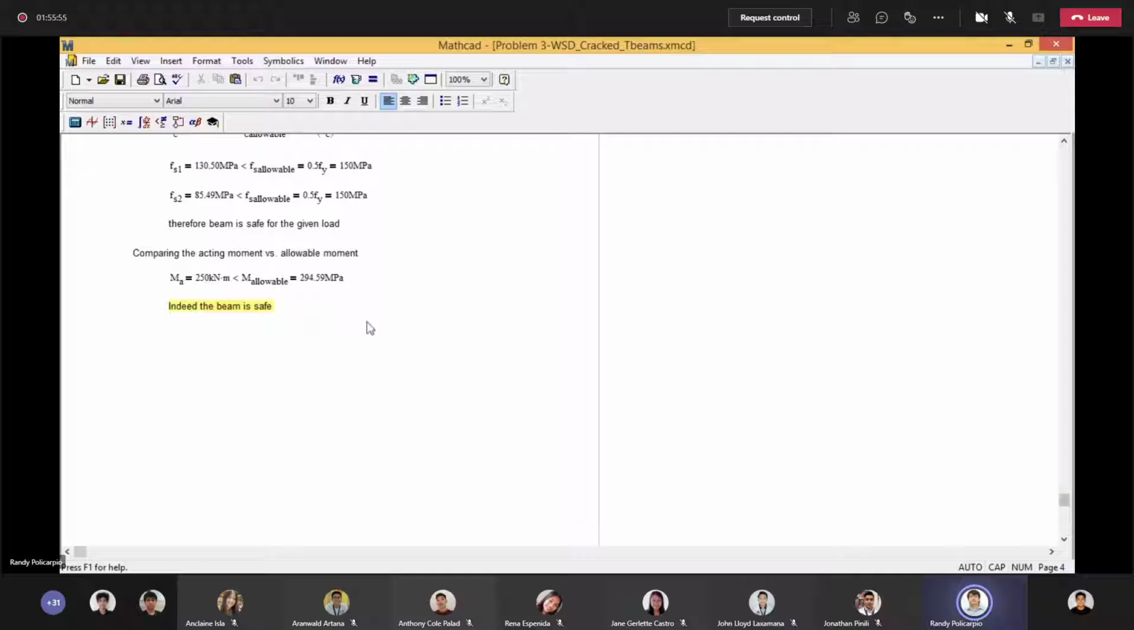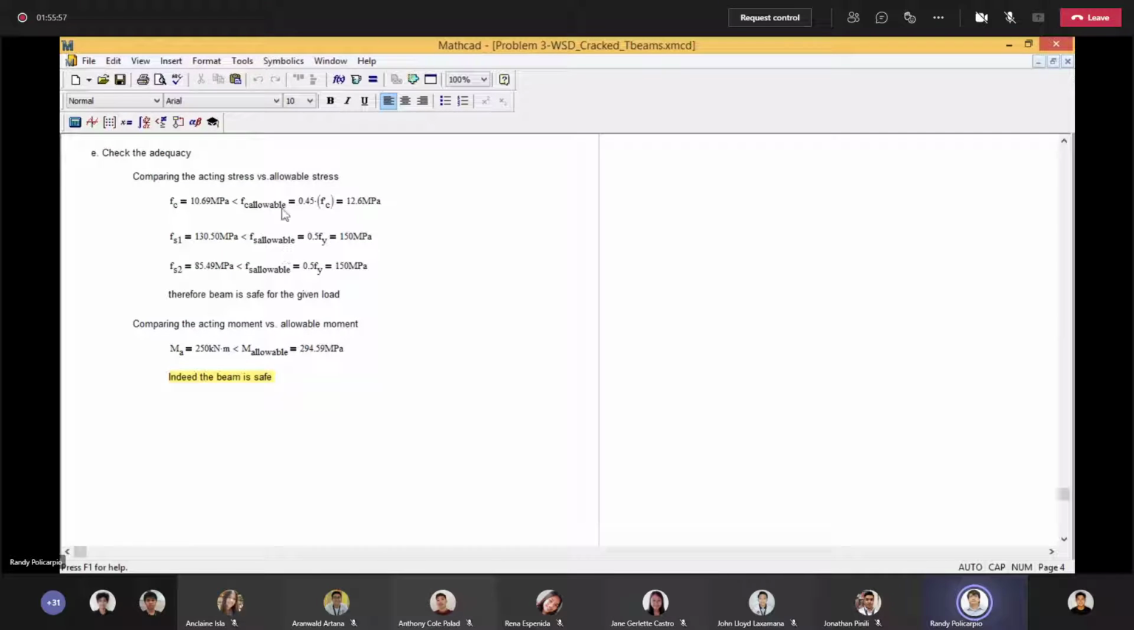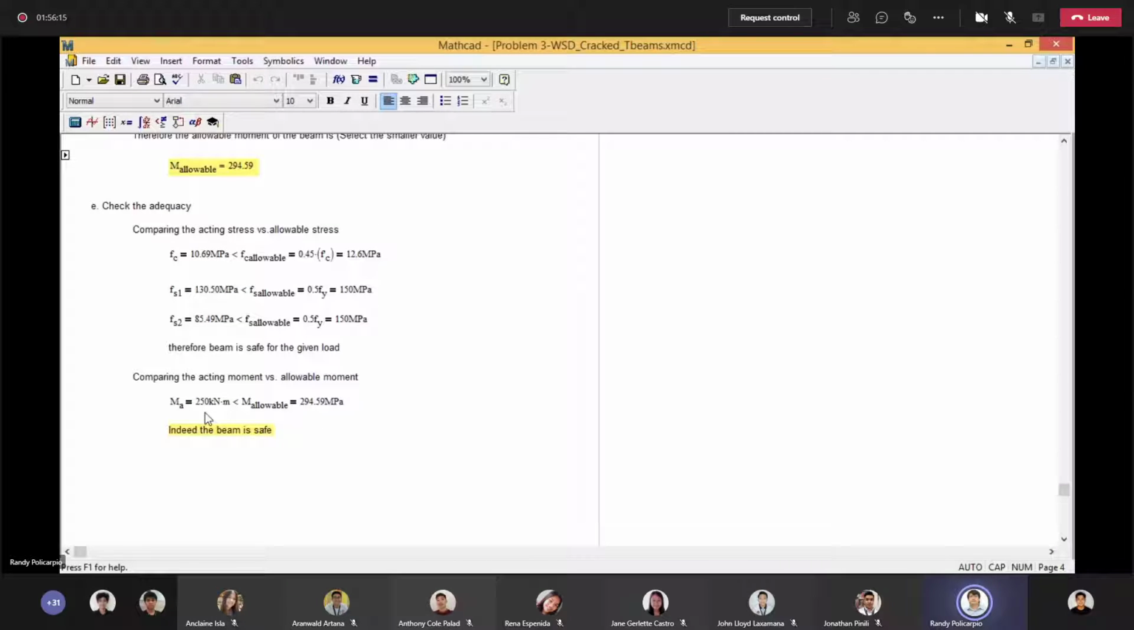And then, for the moment, so lumilitaw lahat ng mga stresses natin less than the allowable. So, okay, safe yung beam natin in terms of the stresses. Now, in terms of the moment, the acting moment must be less than the allowable. It shows here that the allowable is greater than the acting, no? So therefore, we may conclude now that our beam is safe. Okay, so that will be the solution, no?